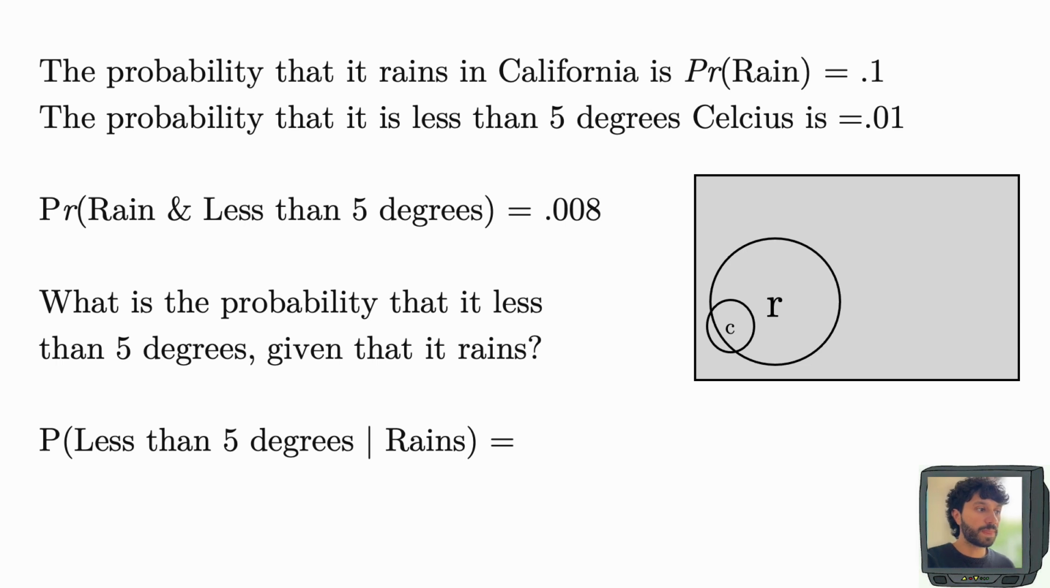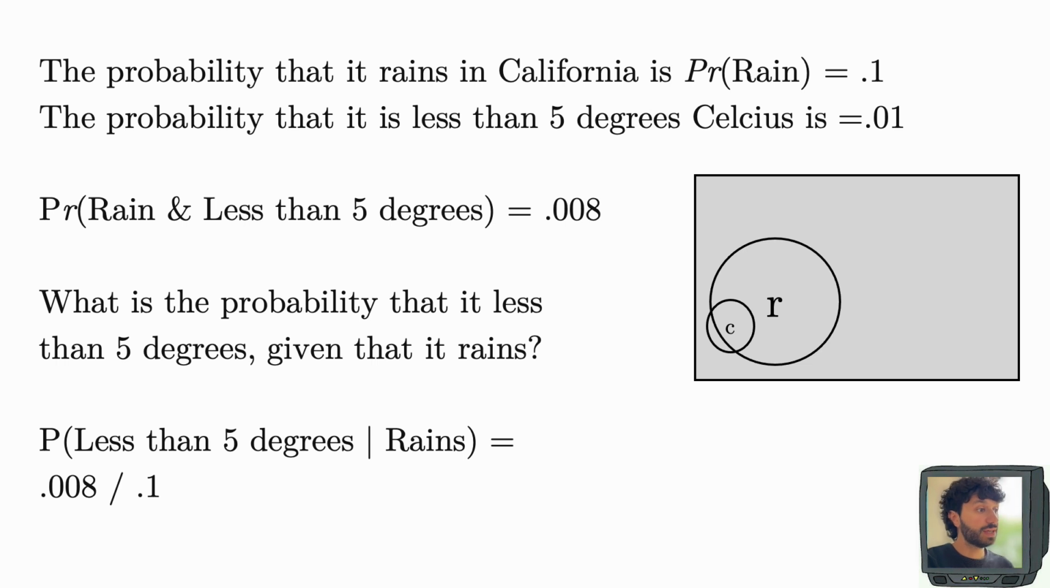As we saw, the first thing we have to do is to say, well, the probability that it's less than 5 degrees given that it rains. That's how you write the question we want to answer. We suppose that it rains and we want to know what's the probability that it's less than 5 degrees. Well, here it's going to be 0.008 over 0.1.